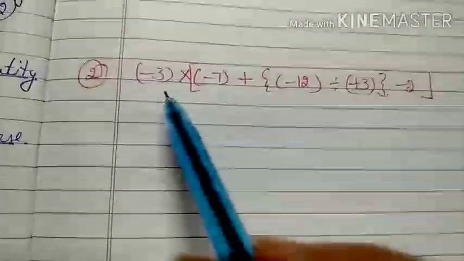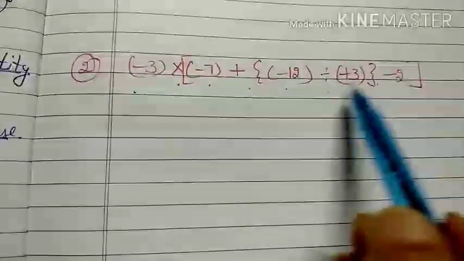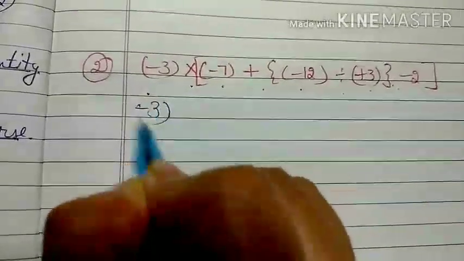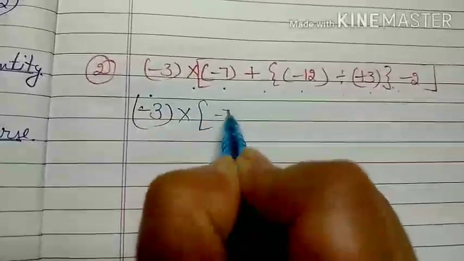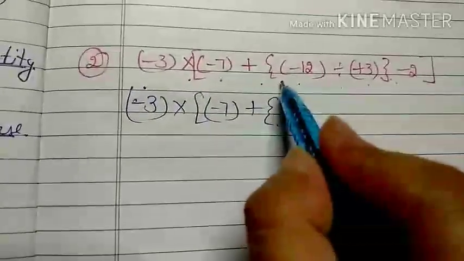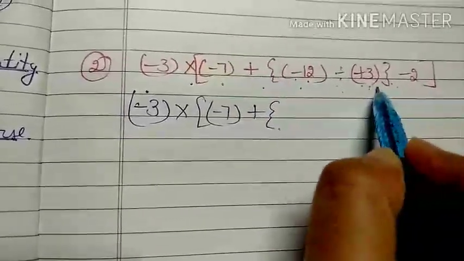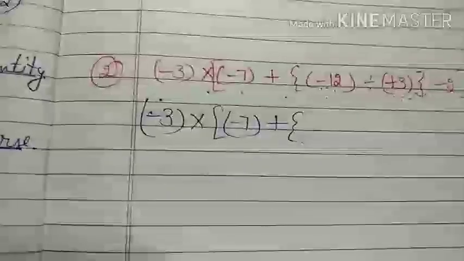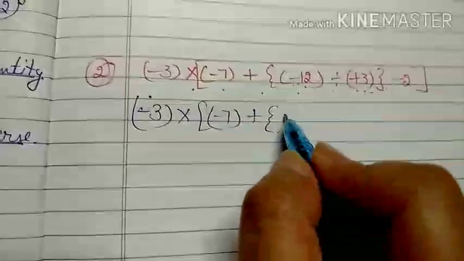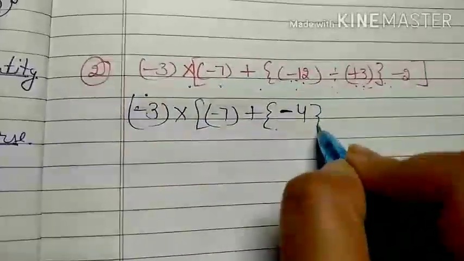Similarly, if I have another question, minus 3 into minus 7 plus minus 12 divided by plus 3 minus 2. First, I will go with whatever is inside the bracket. First you have to solve the division. This is minus 12 divided by plus 3. Both have opposite signs. I told you, when you divide numerator and denominator with opposite signs, your answer will be negative. And 3 4s are 12.